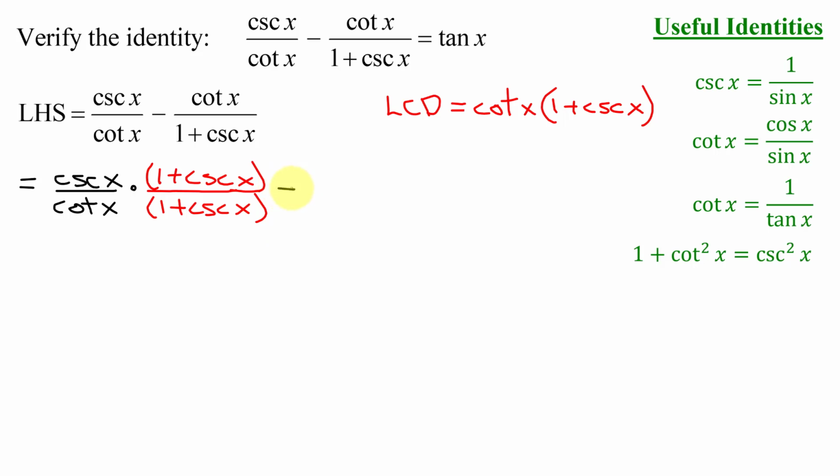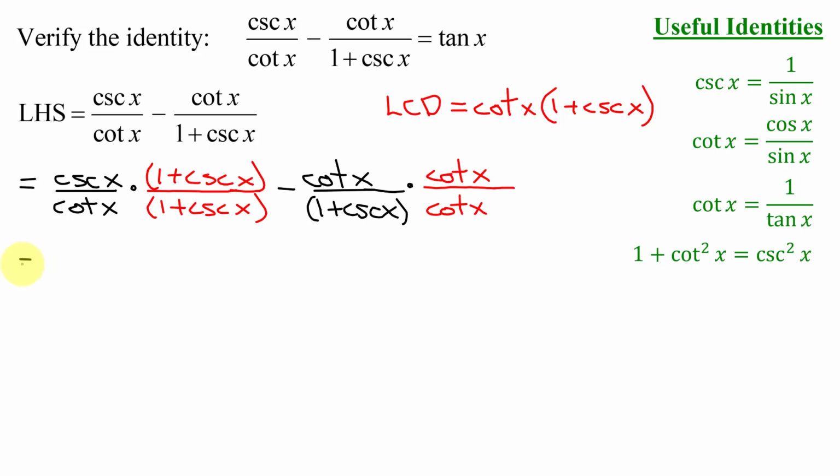Now for my next term, I have minus the cotangent of x divided by the quantity 1 plus the cosecant of x. And in this expression here, what's missing in the denominator? I don't have a cotangent of x, so I'm going to have to multiply both the numerator and the denominator by the cotangent of x, because all I'm really multiplying by is 1.